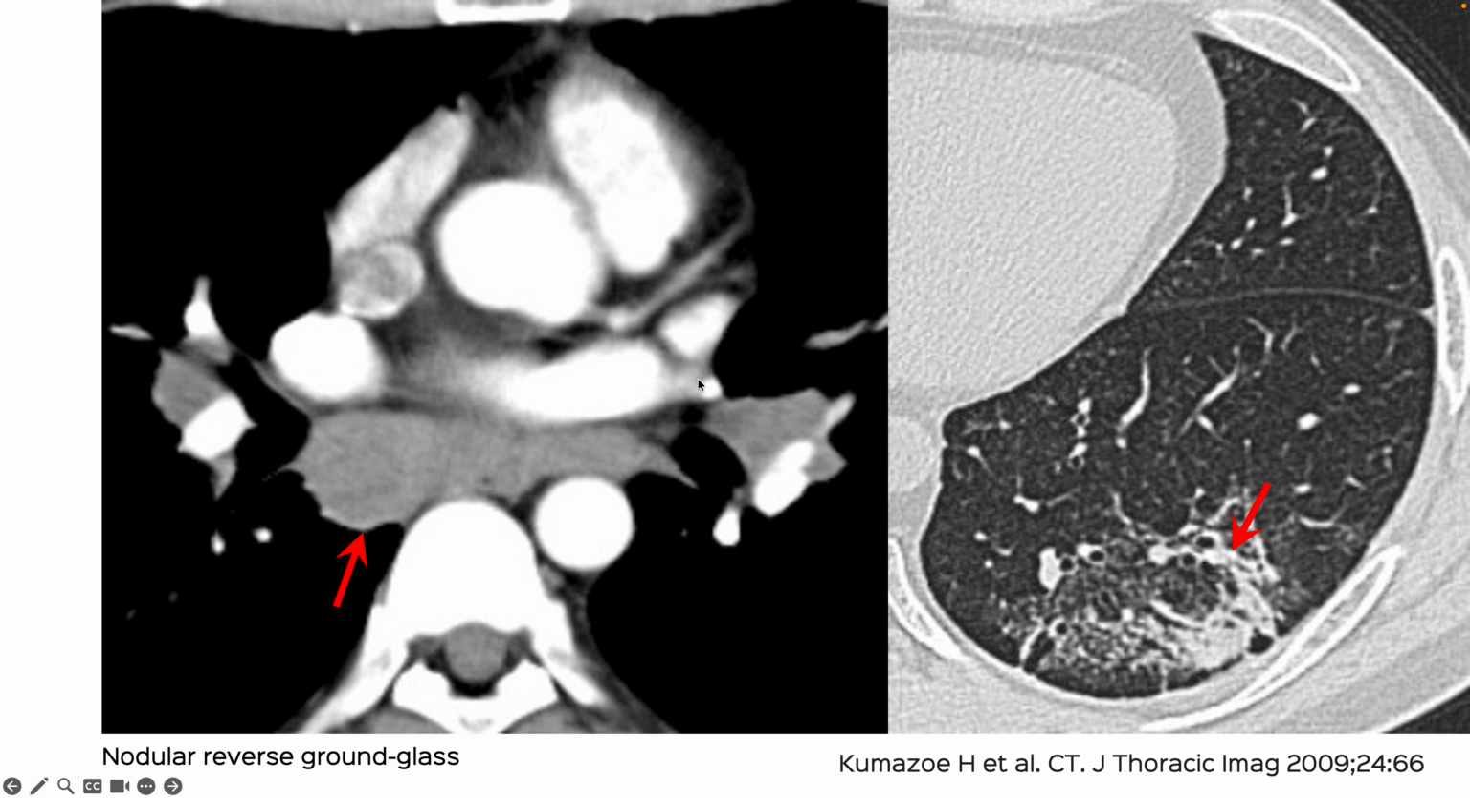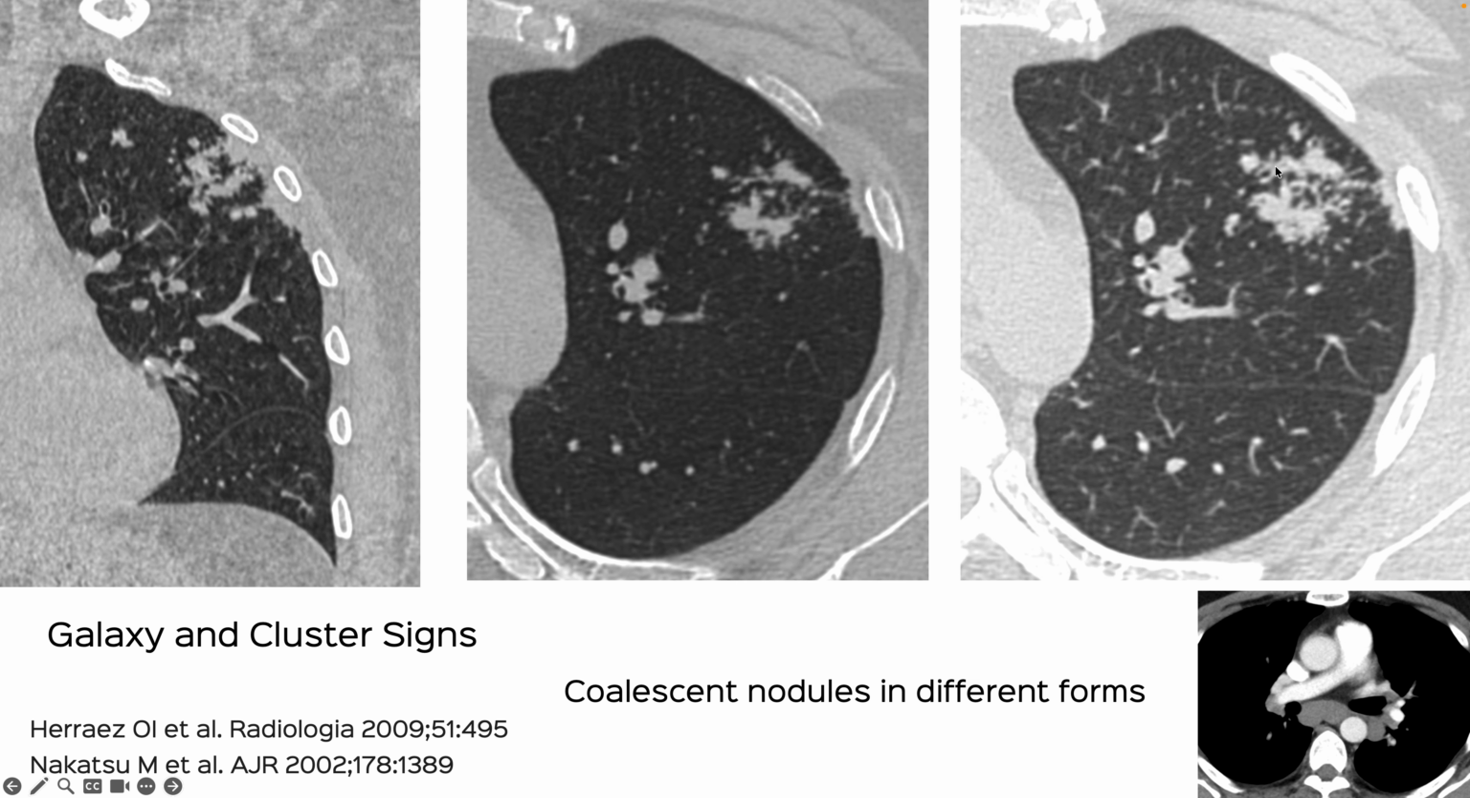And in stage 2, you can get different forms of lung lesions. Now, classically, we see perihilar fissural subpleural nodules, but here we've got a nodular reverse ground glass, kind of ground glass in the center and a nodular periphery. Or you can get these cluster and galaxy signs that have been described in this patient who has non-necrotic subcarinal and hilar adenopathy.